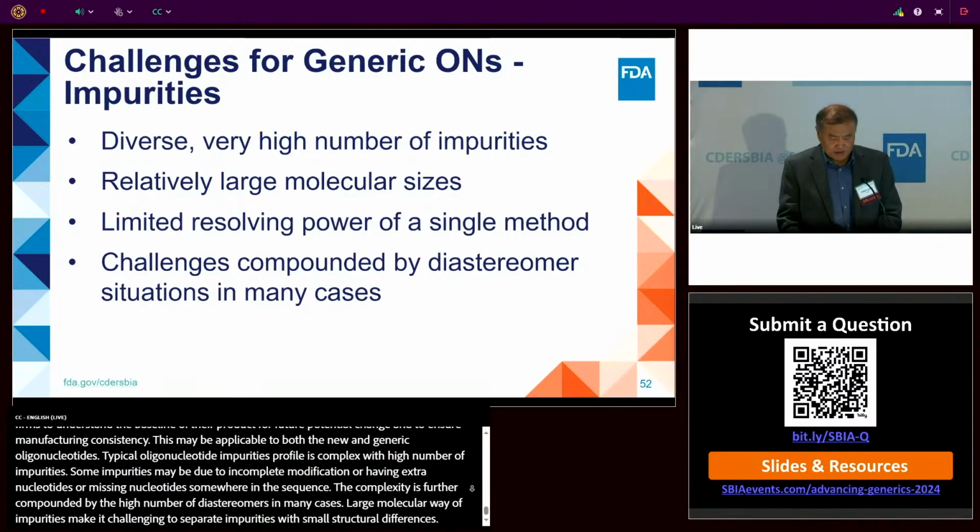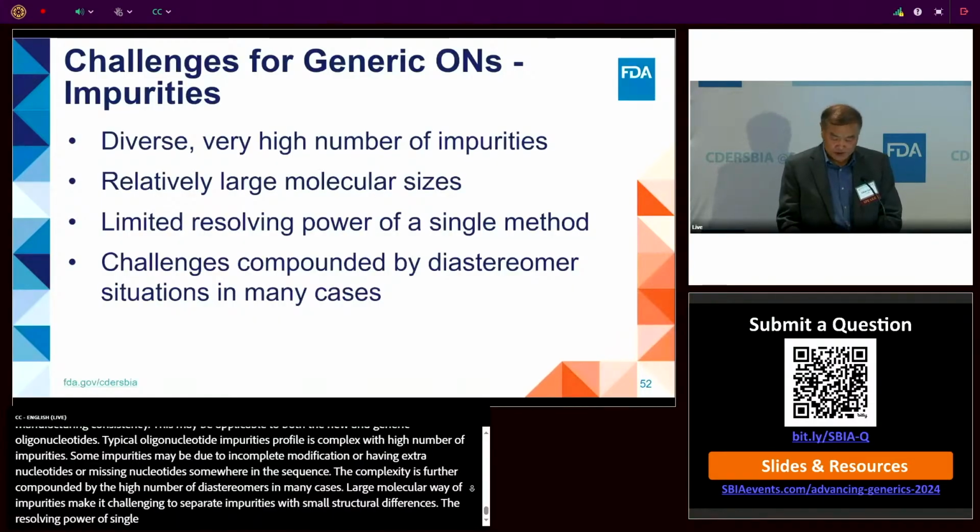The resolving power of a single analytical method may be very limited, and co-elution of impurities and isomers needs to be addressed.